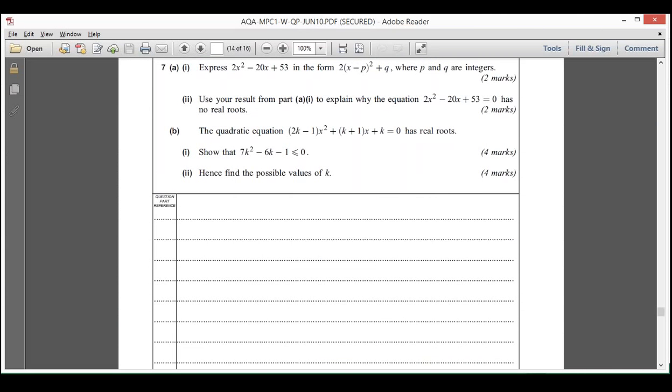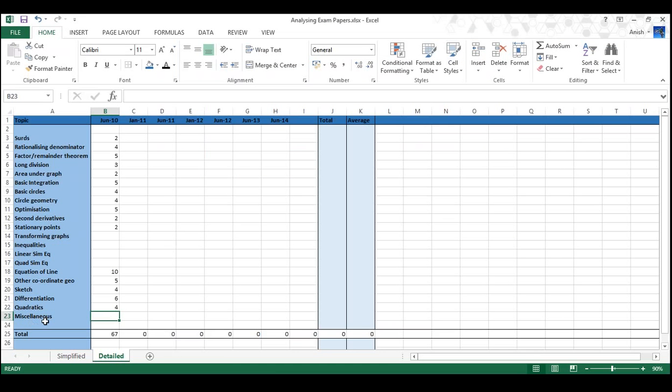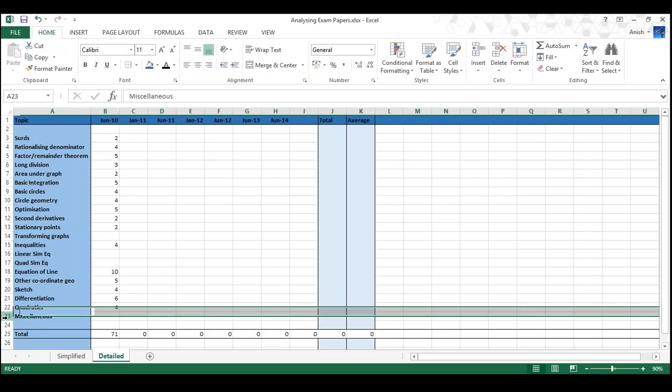And then this one looks like the discriminant. So it has real roots, discriminants. And so 4 marks for the discriminants. And then the final 4 marks, find the possible values of k. You're solving this inequality. So that's going to go under inequalities. So I need the discriminants, and then I need one for inequalities. Inequalities I have. Discriminants.